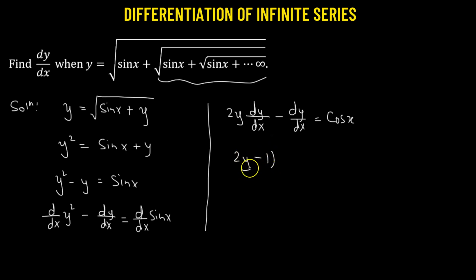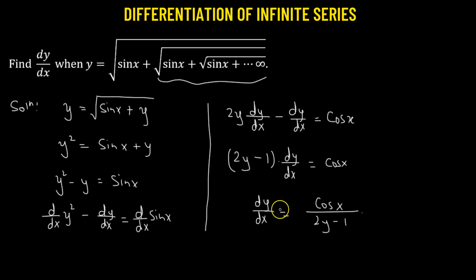Now we'll take 2y minus 1. This will get multiplied to derivative of y with respect to x. This will be equal to cosine of x. And finally, derivative of y with respect to x will be equal to cosine of x divided by 2y minus 1. So this is the derivative of the given infinite series.